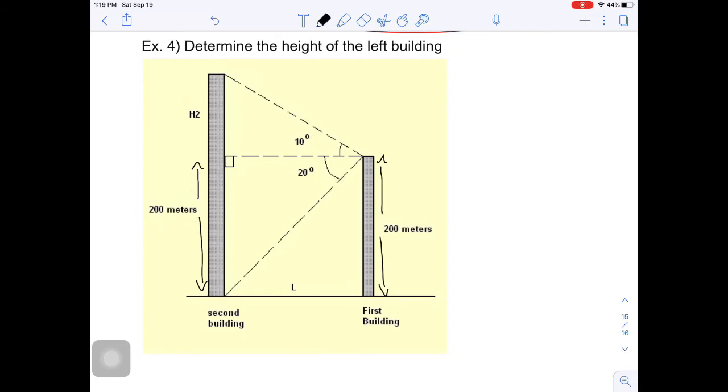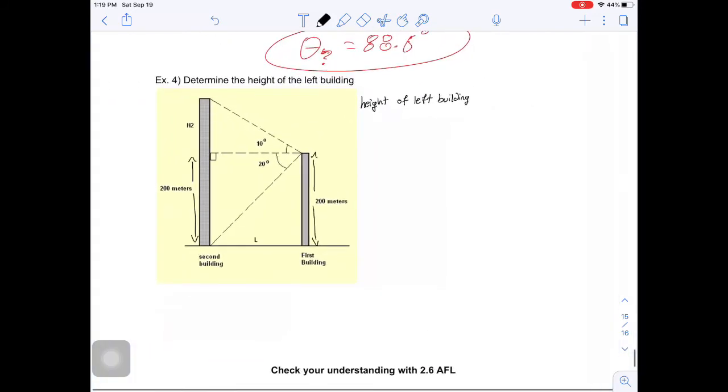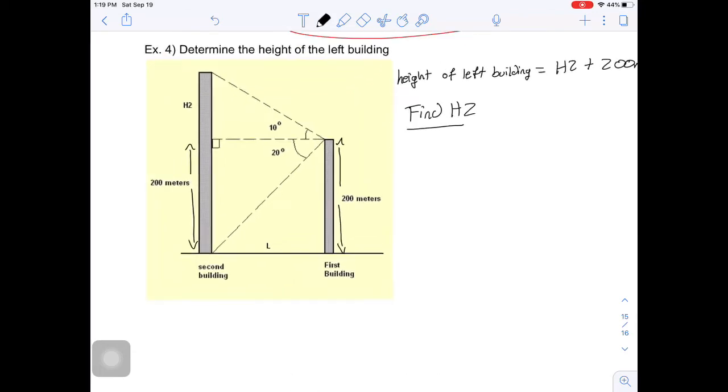So let's write that down. The height of left building equals H2 plus 200 meters. So essentially this question just wants us to find H2, because if we find H2, we can find the height of the left building.